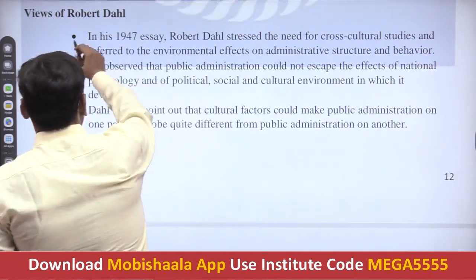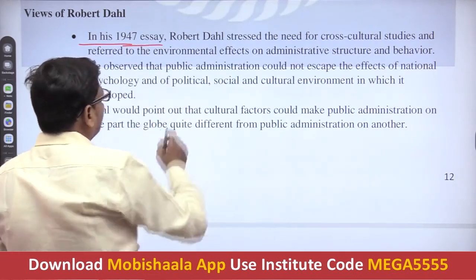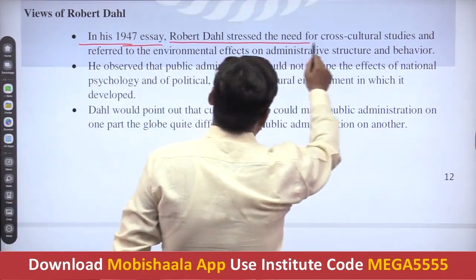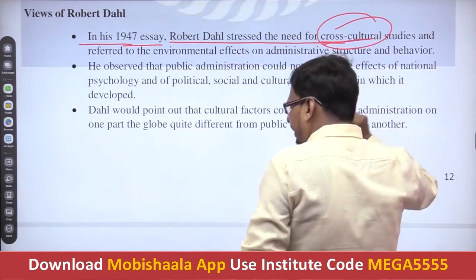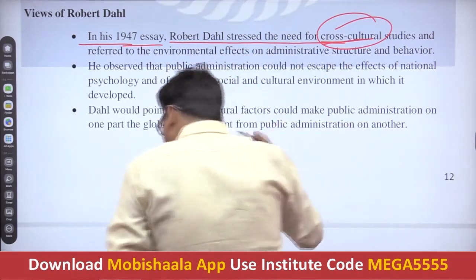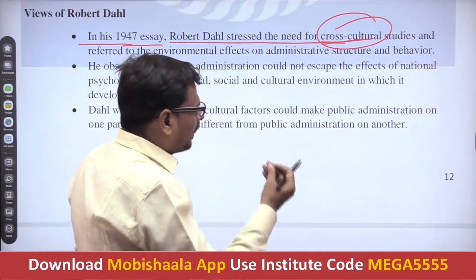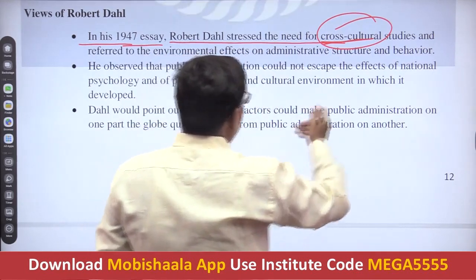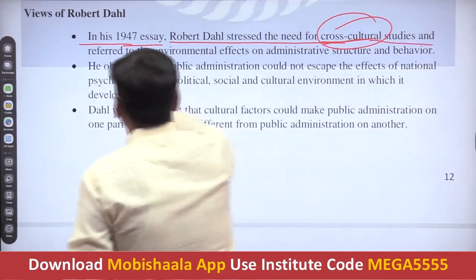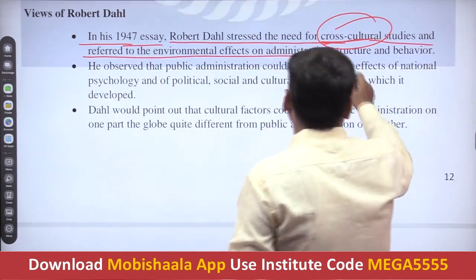As far as the views of Robert Dahl are concerned, in his 1947 essay, Robert Dahl stressed the need for cross-cultural studies. As you know, cross-cultural study is the main theme and main factor of study in the field of comparative public administration, and Robert Dahl stressed cross-cultural studies and referred to the environmental effects on administrative structure and behavior.